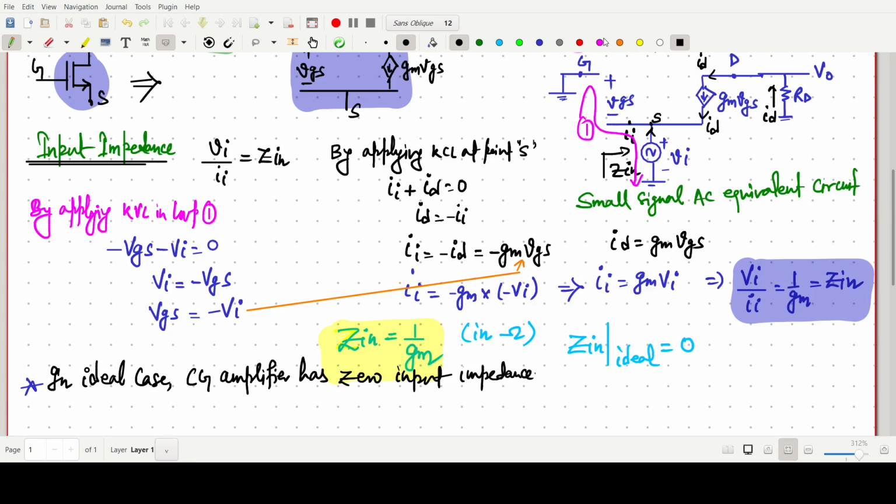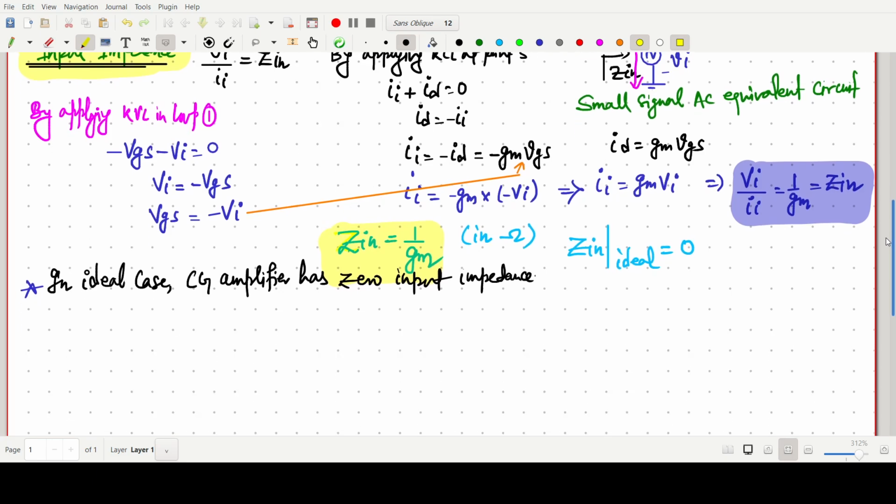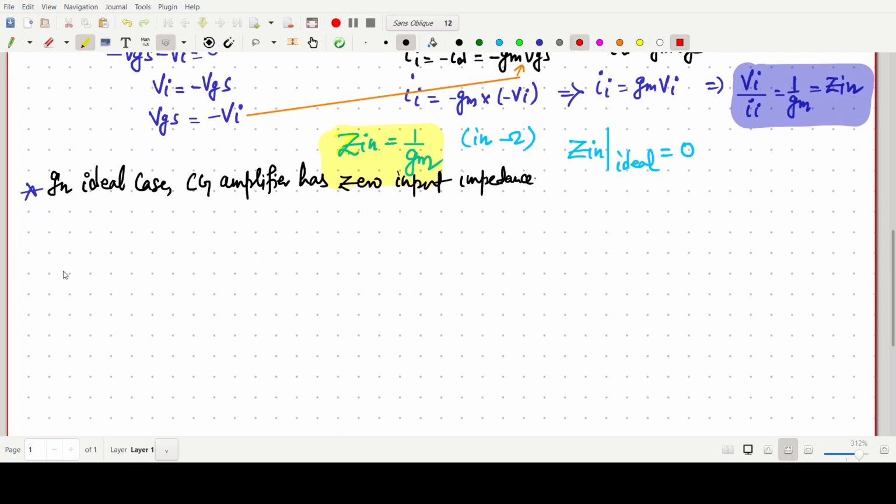Now the input impedance is over. Okay, now we will go for the output impedance. Okay, so for the output impedance, what we will do, first I am writing output.